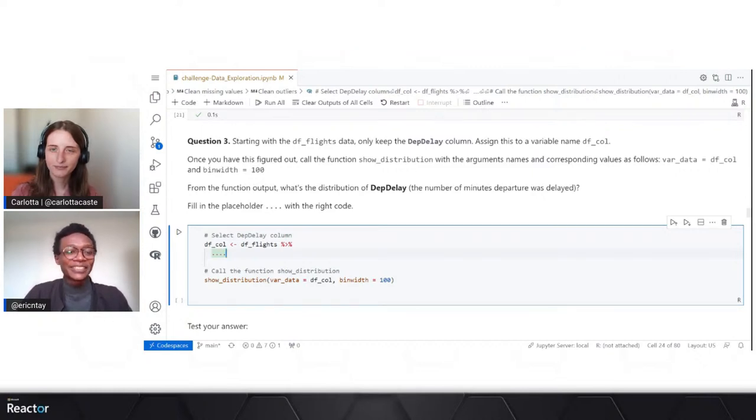Yes, sure, Carlotta, no worries. Being the good partner that I am, I'll throw this back to you, Carlotta, and we can discuss it and run this through with you. So we have done a number of verbs now, such as select and filter and mutate. What do you think is the verb that will allow us to keep the departure delay column, which we will then pass into the show distribution function?